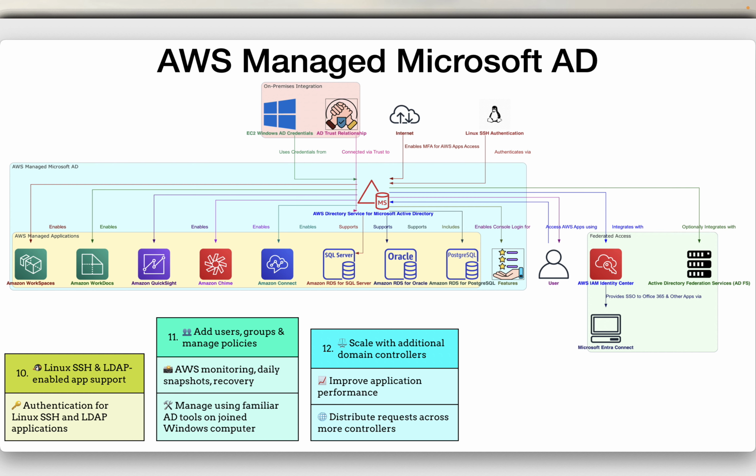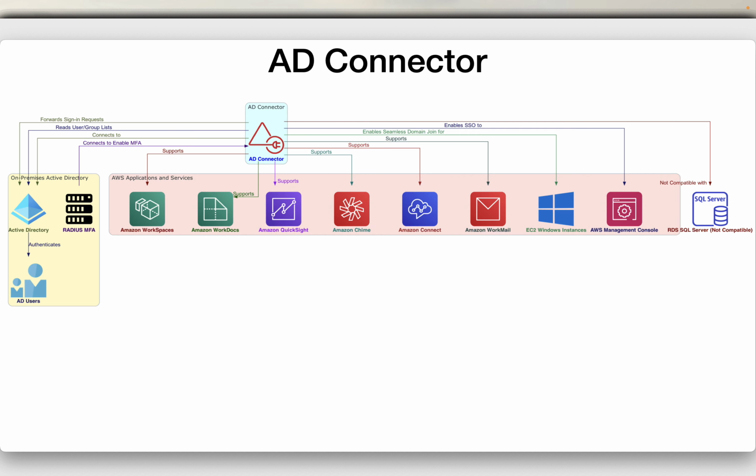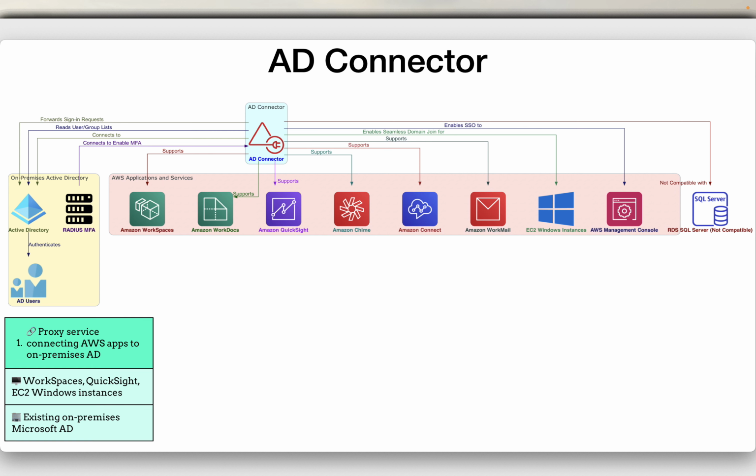And let's see the second option now, which is AD Connector, and this is used to connect AWS to your on-premises AD infrastructure. AD Connector is a proxy service that provides an easy way to connect compatible AWS applications such as Amazon WorkSpaces, Amazon QuickSight, and Amazon EC2 for Windows Server instances to your existing on-premises Microsoft AD. With AD Connector, you can simply add one service account to your Active Directory.